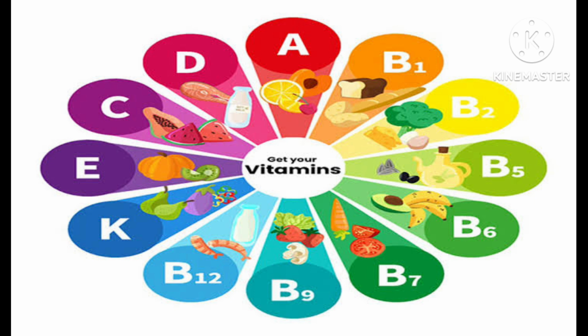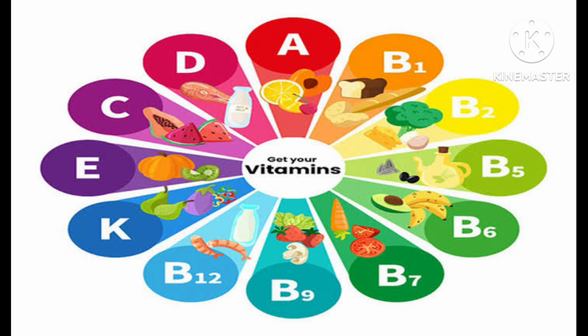These are vitamins A, D, E and K. Don't forget, vitamins A, D, E and K are fat soluble vitamins. They are stored in the liver and adipose tissues. Adipose means fat storing tissues.